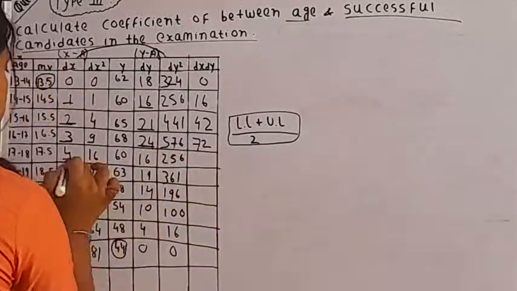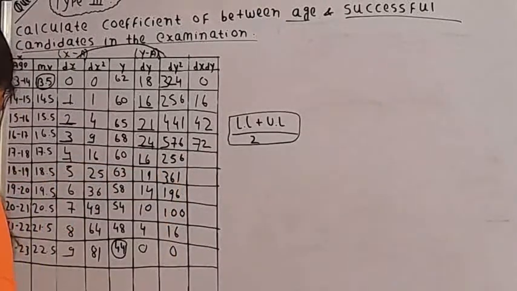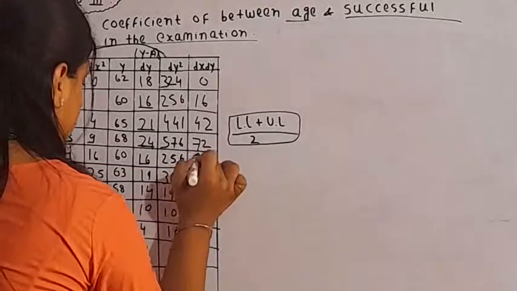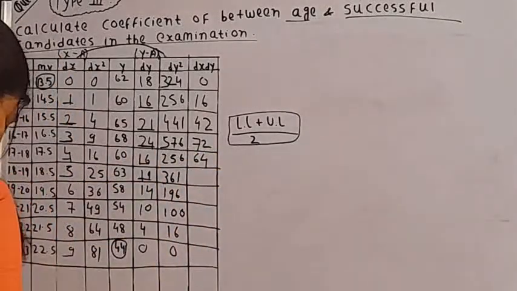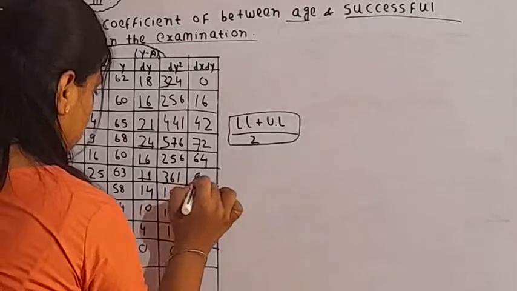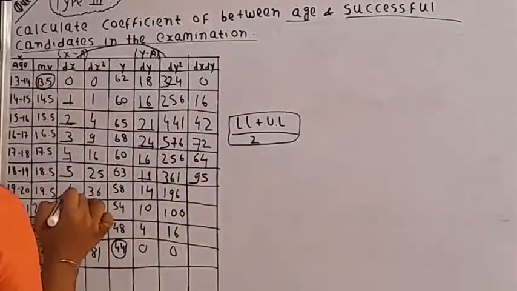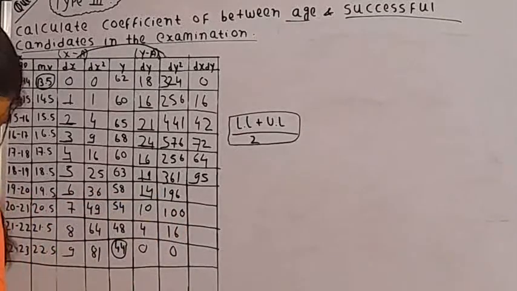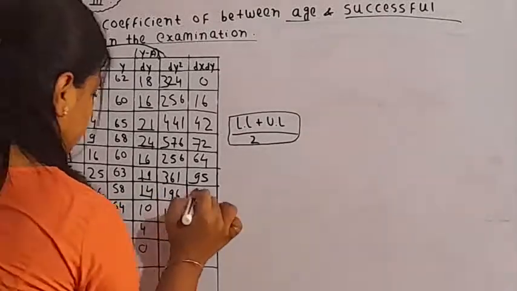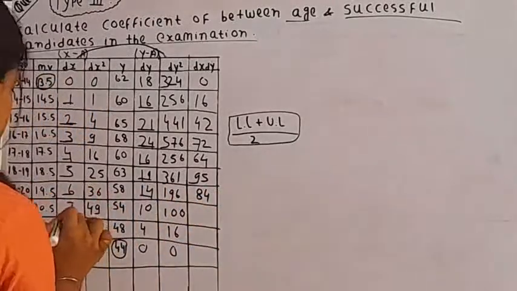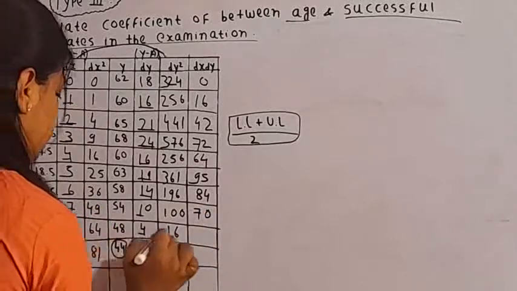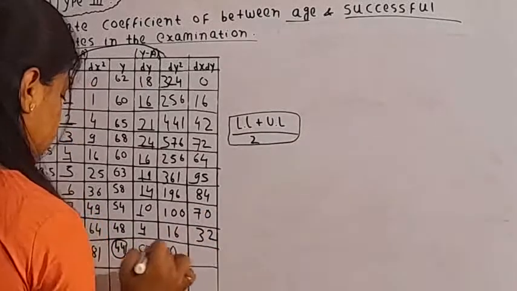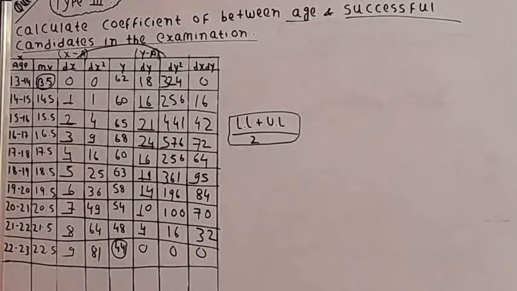Okay. Then 4 into 16, it will be 64. Then 5 into 19, it will be 95. Okay. Then what is next? 6 into 14, it will come to 84. Okay. Then 7 into 10, 70. 8 into 4, 32. 9 into 0, 0. This way we have computed all the values under dx dy series.